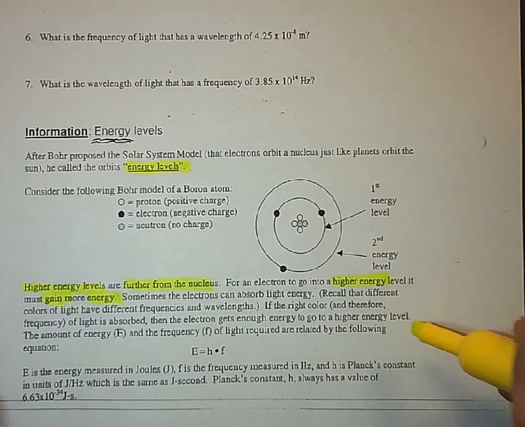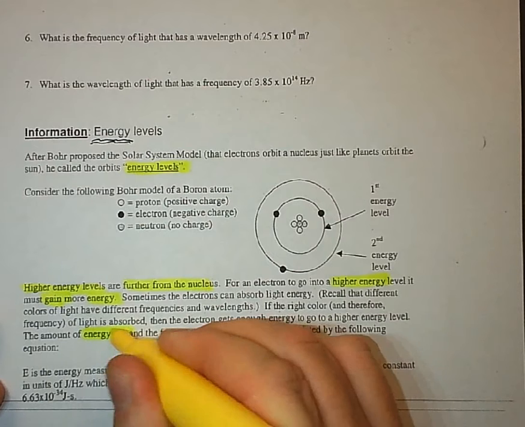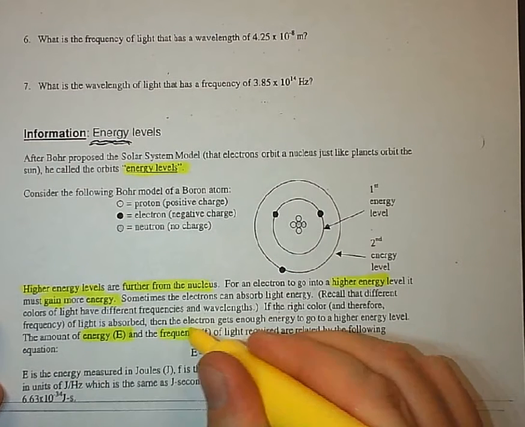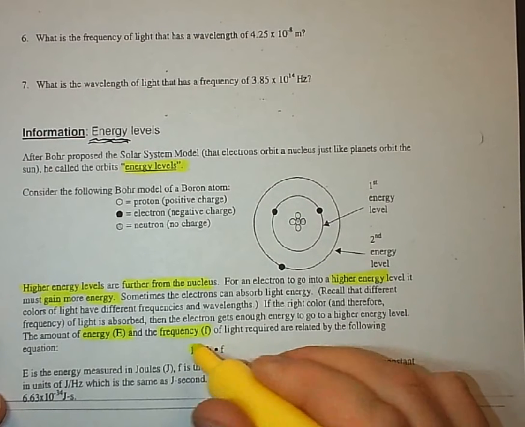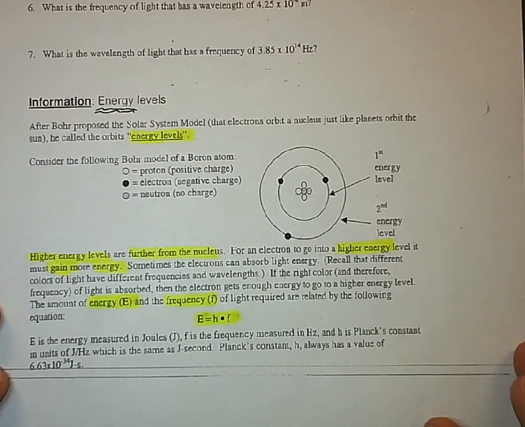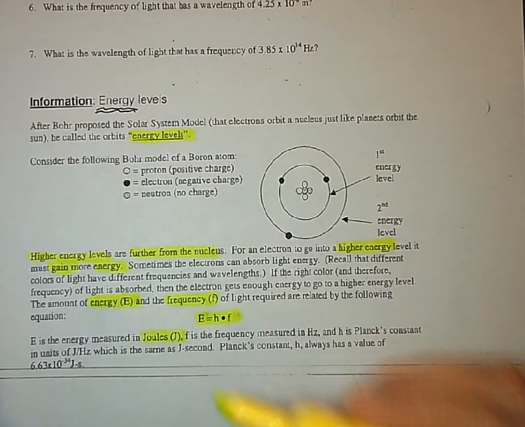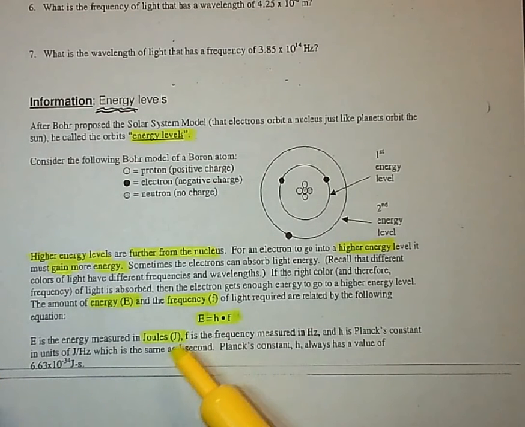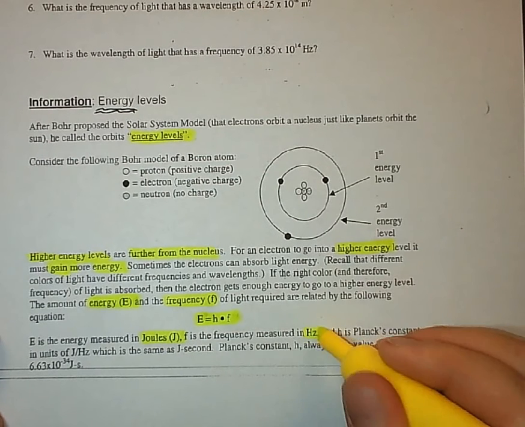a higher energy level. The amount of energy, which we symbolize with E, and the frequency, F, of light required are related by the following equation: energy equals H times F. E, energy, is measured in joules. Just like we have distance measured in feet, we have energy measured in joules. And our frequency is measured in hertz, which we talked about previously.